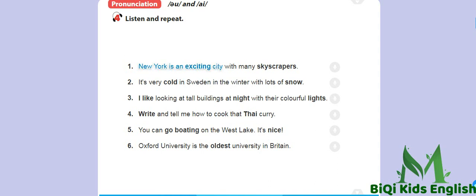1. New York is an exciting city with many skyscrapers. 2. It's very cold in Sweden in the winter, with lots of snow. 3. I like looking at tall buildings at night with their colourful lights. 4. Write and tell me how to cook that Thai curry. 5. You can go boating on the West Lake. It's nice. 6. Oxford University is the oldest university in Britain.